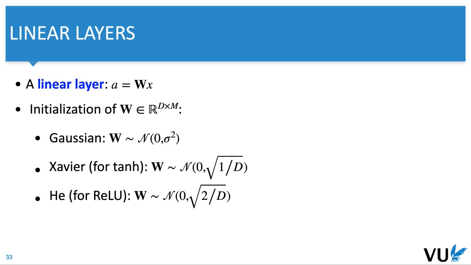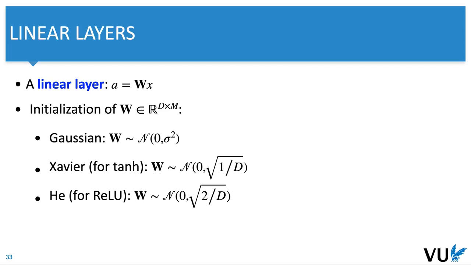Let's look at linear layers a little bit more. In a linear layer we define a weight matrix W. It's a small mistake; it should actually be M times D, sorry for that. Otherwise, it will not be properly defined for the multiplication if X is d-dimensional. And importantly, we need to initialize these weights somehow.